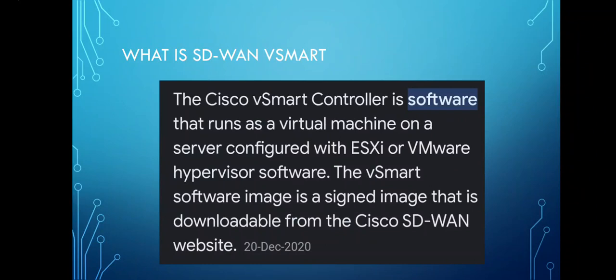What exactly is vSmart? It is again software that runs as a virtual machine on a server configured with ESXi or VMware hypervisor software. The vSmart software image is a signed image that is downloadable from the Cisco SD-WAN website. So vSmart is a software image or a virtual machine which will be taking care of the control plane of the VHs.